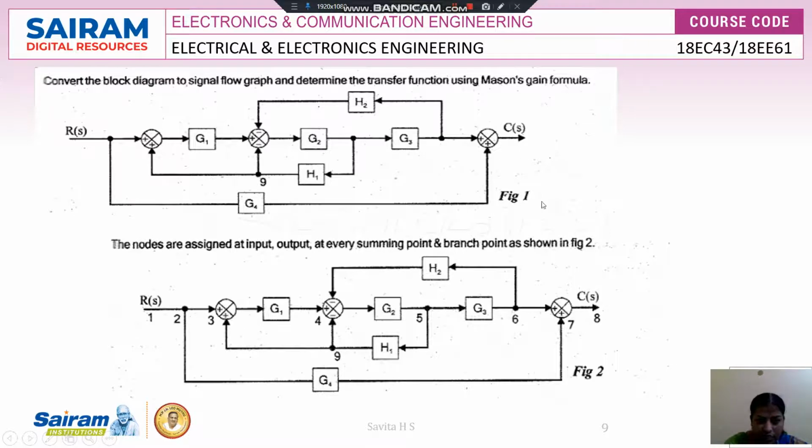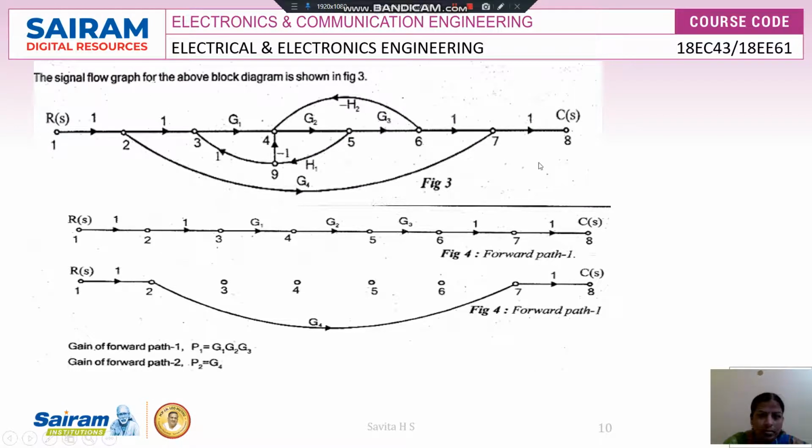Likewise, we'll mark all the points wherever the summing and the branch points are there. Okay, next step, what we need to do is write all the values according to the block diagram, wherever the feedback is there, wherever the gain is there. If I see this one, I am having only two forward paths. The first forward path is G1, G2, G3, and the second forward path is 1, G4 and 1, so the value will be G4.